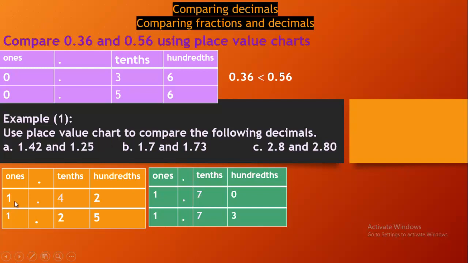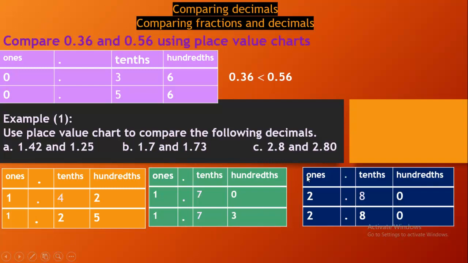25 hundredths. Number B, we have 1 and 7 tenths. In hundredths there is no number, so we will put 0 here. 1 and 73, with 1 in ones, 7 at tenths place, 3 at hundredths. So ones equal ones, tenths equal tenths, and in hundredths we have 0 and 3. Which is greater? 3 is greater than 0, so 1 and 73 hundredths is greater than 1 and 70 hundredths.